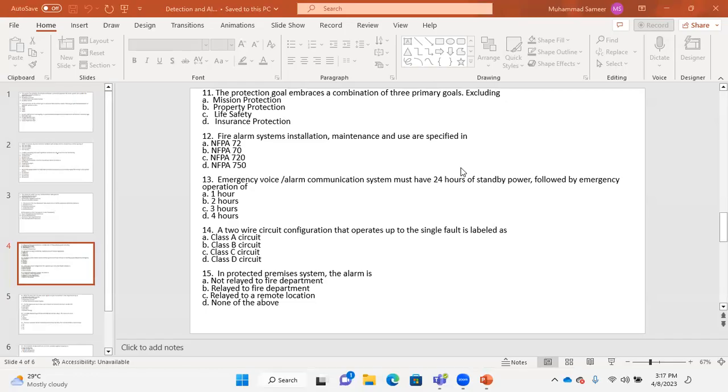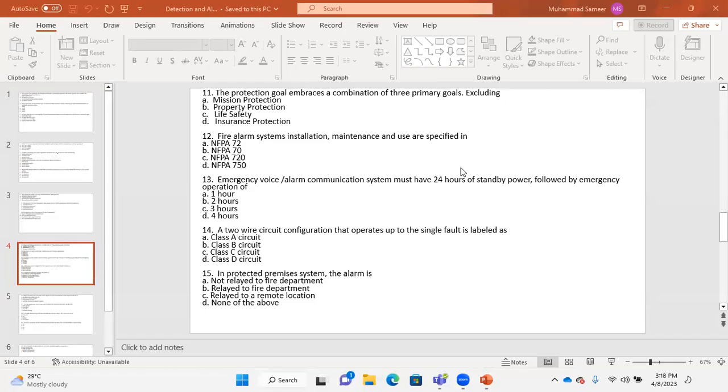You will find the two-wire circuit configuration that operates up to a single fault. As per NEC, it is a class B circuit. Exactly. The reference is also being provided: section 14, page 6. You will find the answer there. It's a class B circuit.